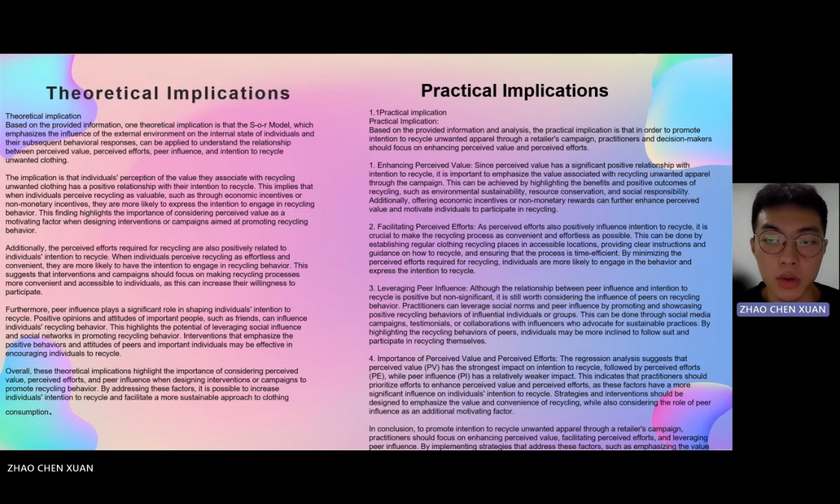To promote intention to recycle unwanted apparel through retailers' campaigns, the retailers and managers should focus on enhancing perceived value, the PV, facilitating perceived effort, the PE, and no need to pay much attention to peer influence, the PI, which is less important according to the regression analysis.